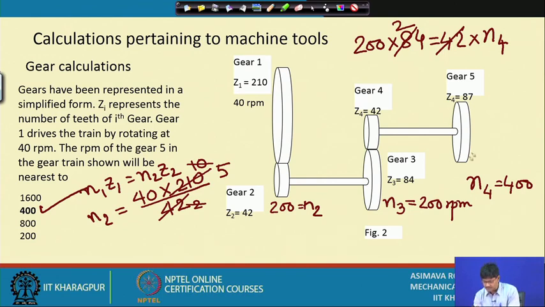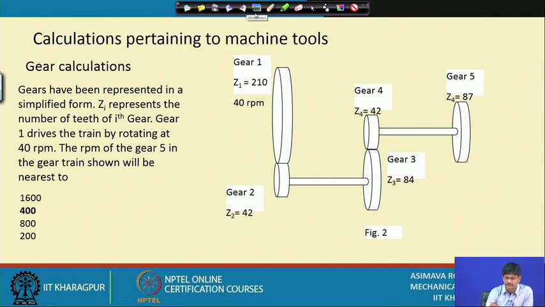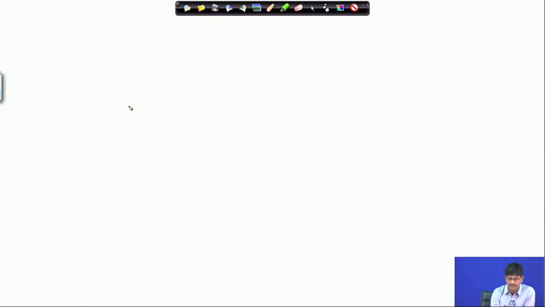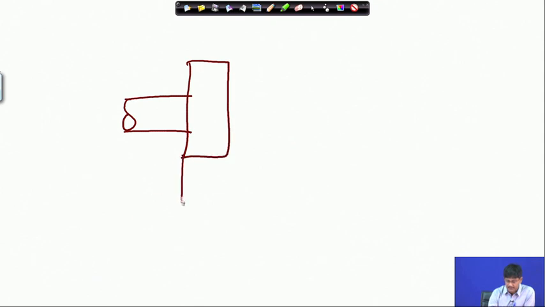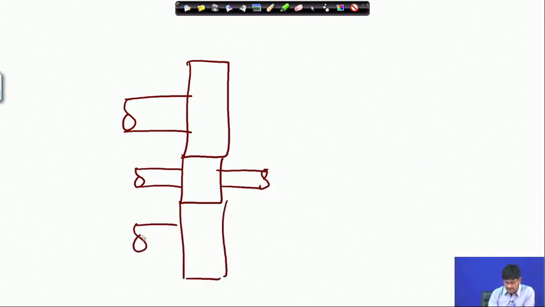You might say, what about Z4? Didn't it have some role in the deciding of the RPM? No, it is rotating in air, not in connection with anyone. So, it has absolutely no role here. Achha, okay. So, just one thing I would like to mention here before we move on to the next subject. If you have a shaft in which you have a gear, and you have another gear on another shaft, and you have yet another gear on another shaft.